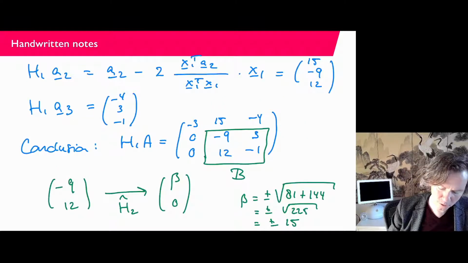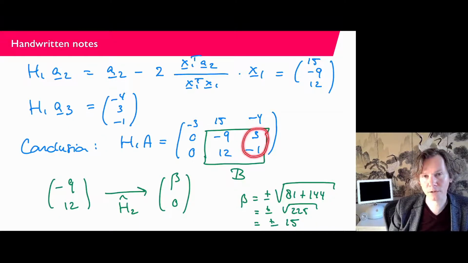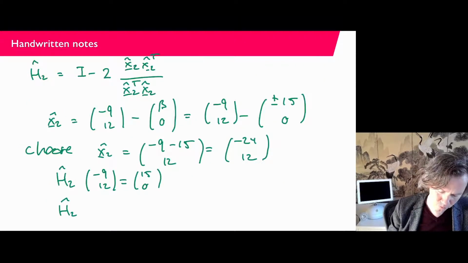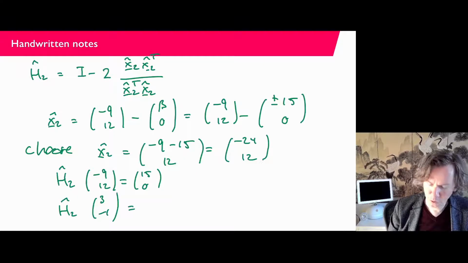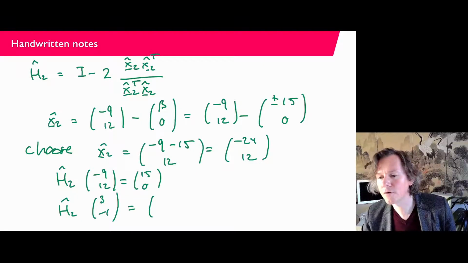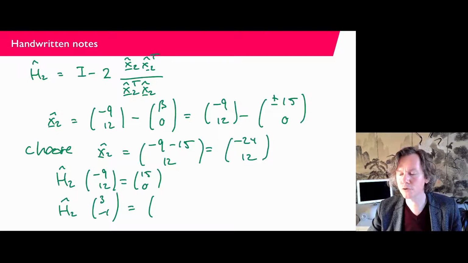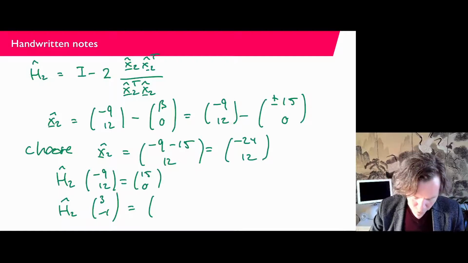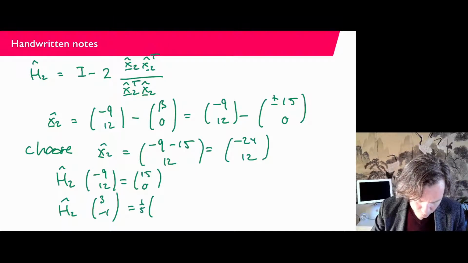go back to the previous slide. So we are working now on this B matrix. So we also need to know what happens to this 3 minus 1 vector. And if you compute it, so 3 minus 1, you hopefully find that that is going to be 1/5 times minus 13 and 9.